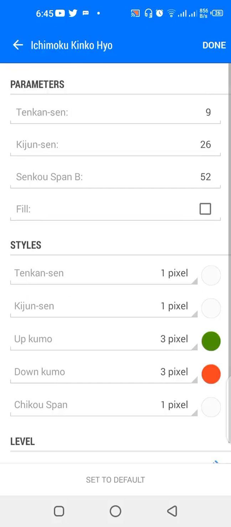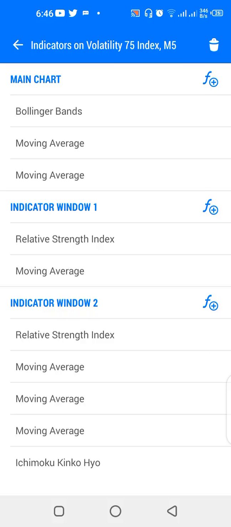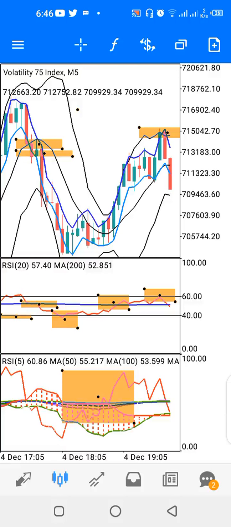Then we have the last indicator on indicator window 2. Tenkan sen is 9. Kijun sen is 26. Senkou span B is 52. Okay. The up Kumo is green in color. The down Kumo is red in color. Other stars, you have no color. Okay, so let's go to the chart and look at how you can use indicator window 2.